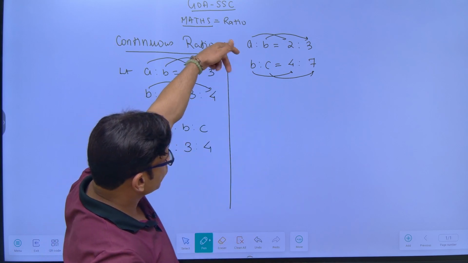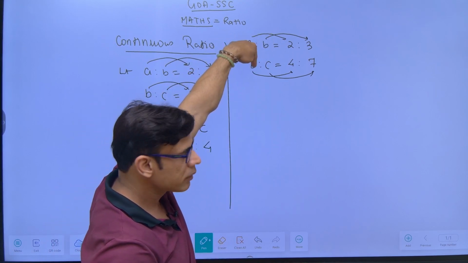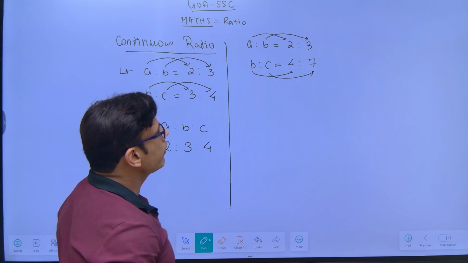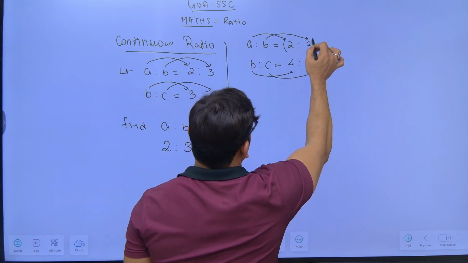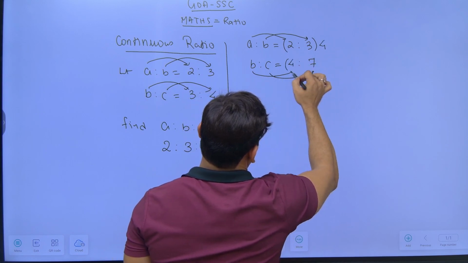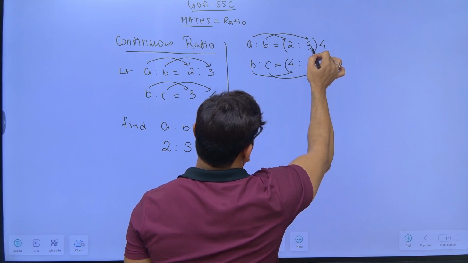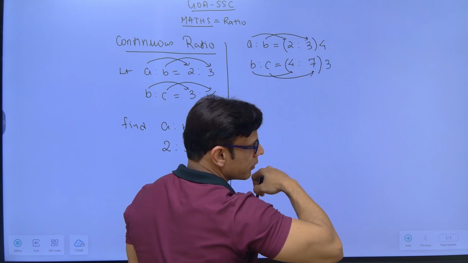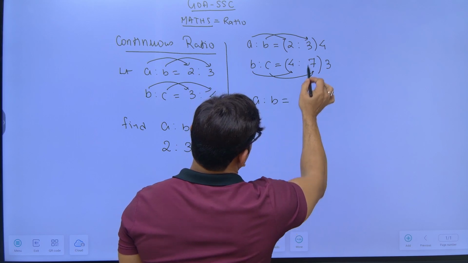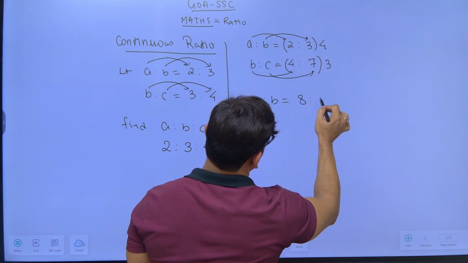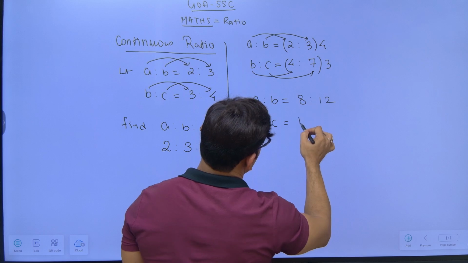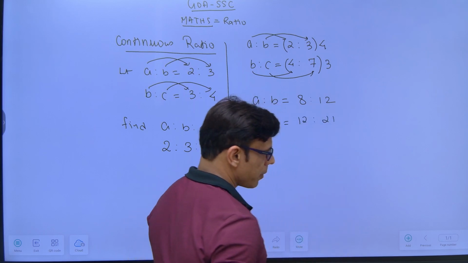So in these two ratios, B is common, but the values of B are not the same, so you have to make them equal. How can you make it equal? You multiply the first ratio by the value of B in the second ratio, and the second ratio by the value of B in the first ratio. So A is to B becomes 4 2s are 8 is to 12. And B is to C now is 3 4s are 12 is to 21.